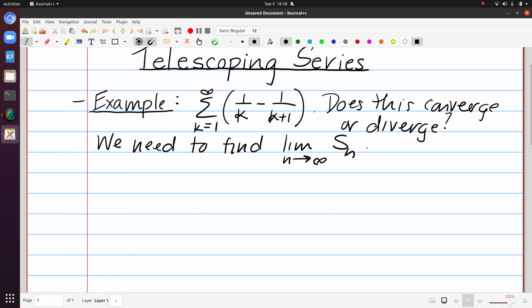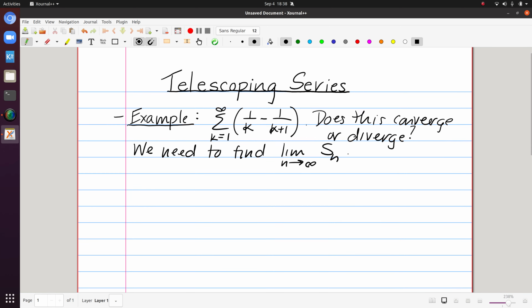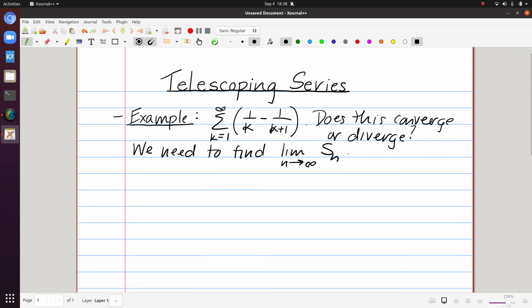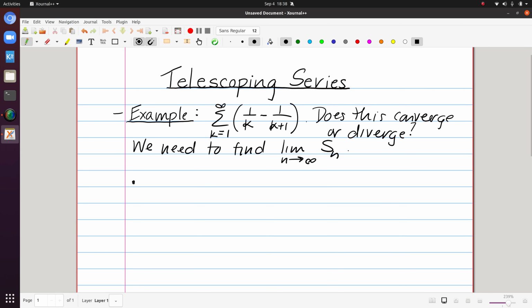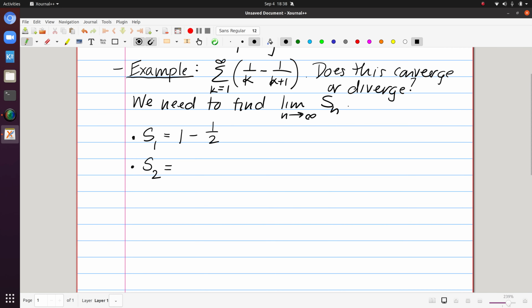To start with here, I want to actually write out the first several values of S sub n. So if I find S sub 1, recall that that is the sum of the first term, one term of the series. If I plug in k equals 1, that's going to give me 1 minus 1 over 2. And I'll say with telescoping sums, we'll see that it's often helpful not to simplify. So certainly 1 minus 1/2 is 1/2, but I want to leave it like this.